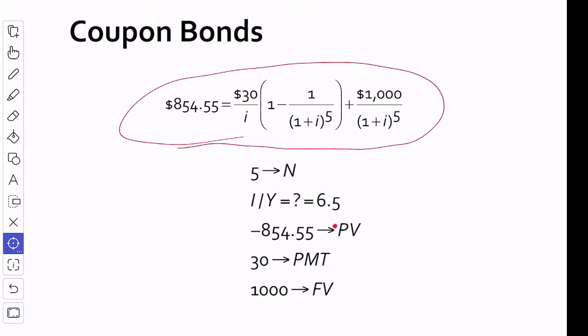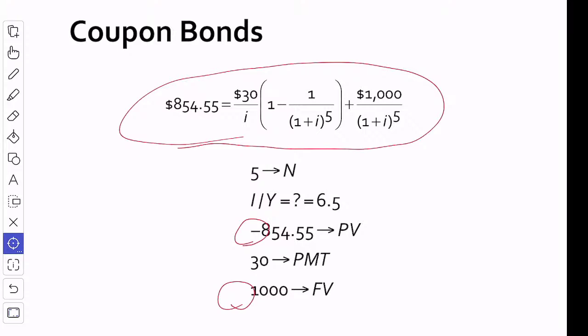So this is the thing about coupon bonds. We get to enter values into every key. We want to find interest. The thing you have to be careful about to get the right answer is that one of face value and present value has to be negative. So the way we tell this story is that we purchased the bond for $854.55, so that's a negative cash flow, and then we will get the payments of $30 every year plus the $1,000 at the end of the 5 years. So the present value will be negative, and the future value will be positive.